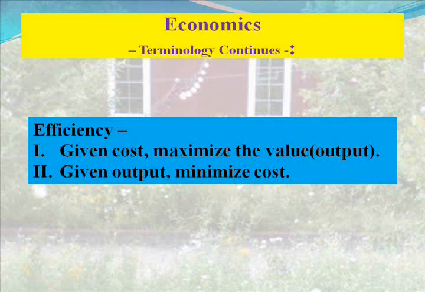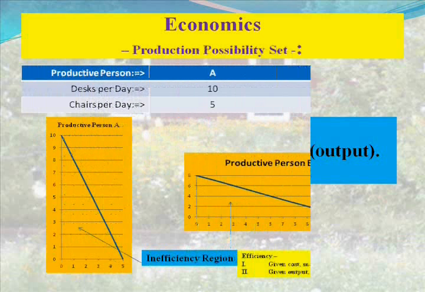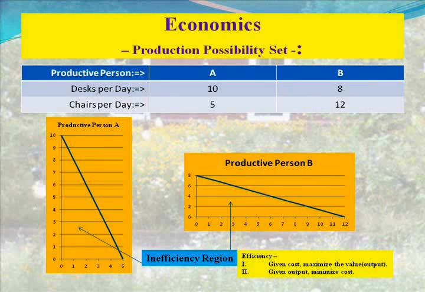Economics. Terminology continues. Efficiency. Given cost, maximize the value or output. Given output, minimize cost. And now for a production possibility set, where we have productive person A and productive person B. If A focuses on making only desks, they can make 10 desks per day. But if A focuses on making only chairs, they can make 5 chairs per day. If person B focuses on making desks, they can make 8 desks per day and 12 chairs per day if B focuses on making only chairs.